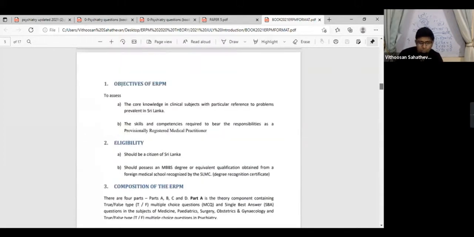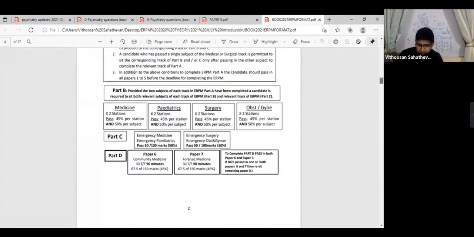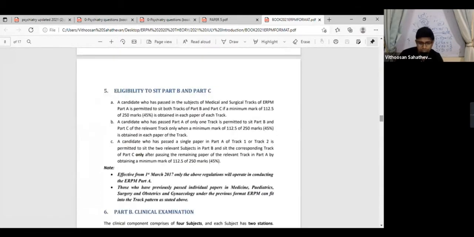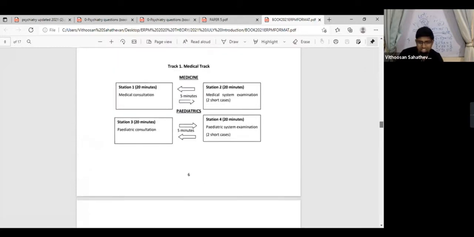Before that, I'll just quickly tell a few words about part B and C. This is the viva, part B and C. If you pass medicine and pediatrics, you can sit for the medical track viva. So what is this medical track viva, guys? Here in our local terms, it is called the cases.